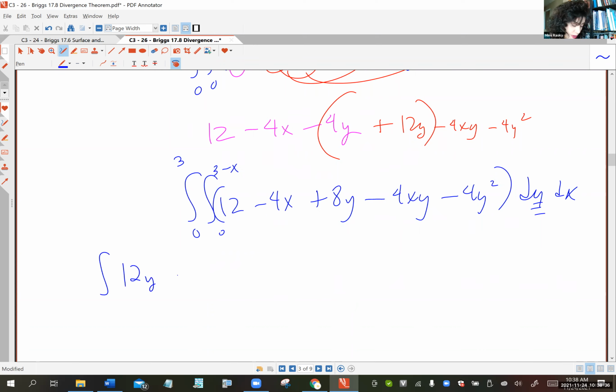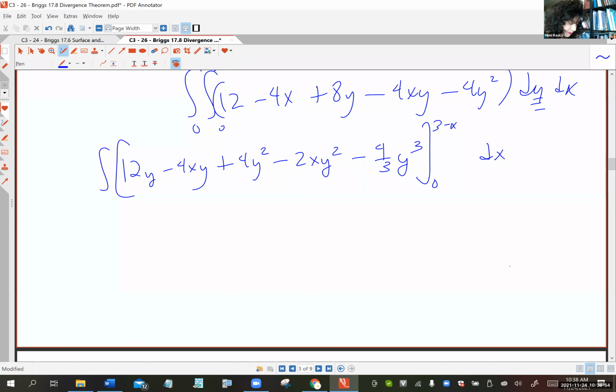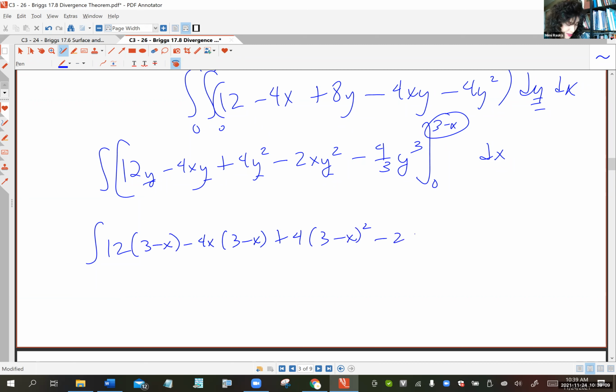That'll look like 12y minus 4xy plus 4y squared minus 2xy squared minus 4/3 y cubed. This thing will be evaluated between the limits. This is going to get kind of messy. Plug in that 3 minus x and look at all those y's there. That's going to look terrible. I'm just plugging in everywhere I see a y. I'm putting in 3 minus x. This is nuts.